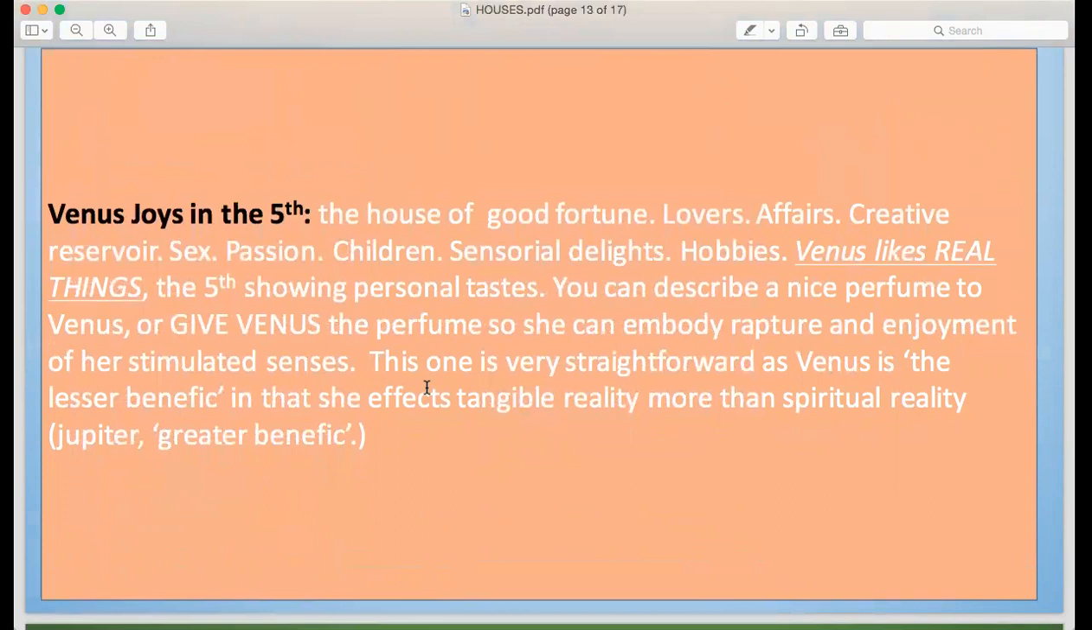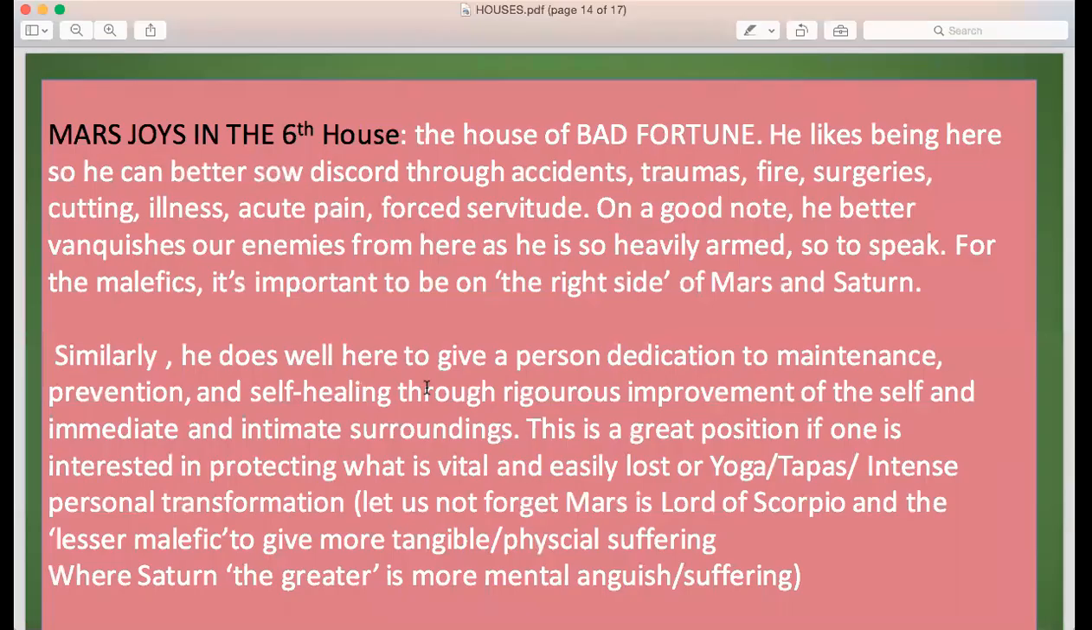Venus joys in the 5th. Well, that makes sense. That's pretty easy. You don't have to really do a lot of investigation into that. Venus likes sensory pleasures, passion, sex, children, hobbies. She likes real things. You could describe a nice perfume to Venus, or you could give Venus the perfume so she can embody the rapture and enjoyment of her stimulated senses. Okay, that's easy.